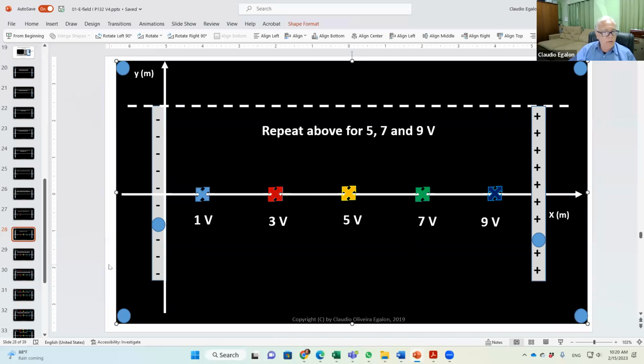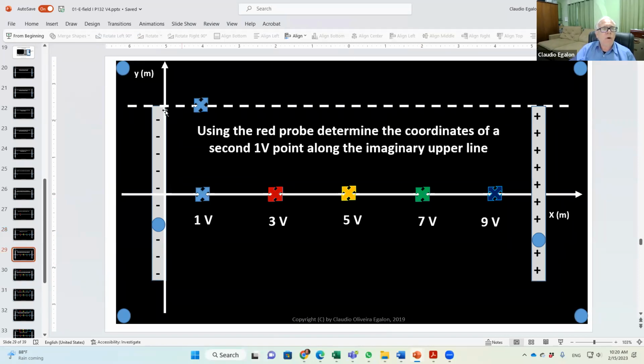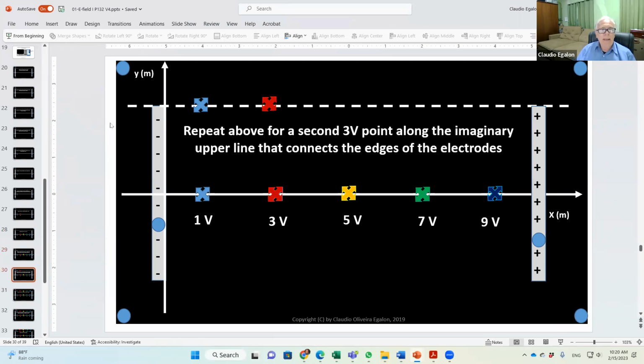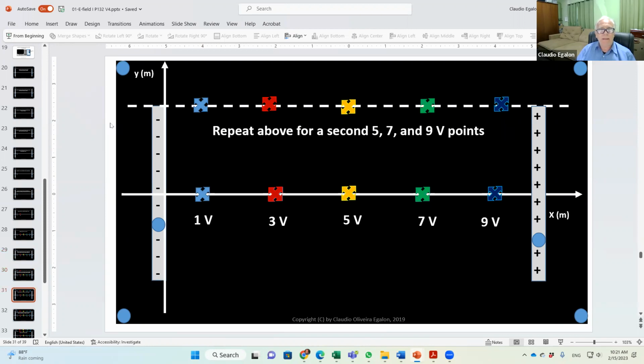Okay, so next, we are going to collect the points exactly along this imaginary line. Determine the coordinates of the points at 1 volt, 3 volt, 5 volt again, right? But now the coordinates are going to be different for y. So here you go, it's going to be something like that. We have a point of 1 volt here, another point of 1 volt right here, 3 volts here, 3 volts here, 5, 7, 9. I want to collect a total of 6 points of 1 volt, 6 points of 3 volts, and so on.